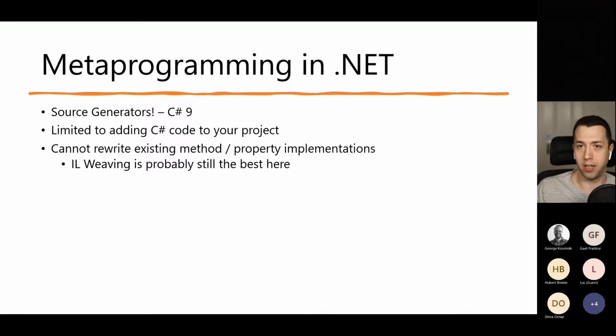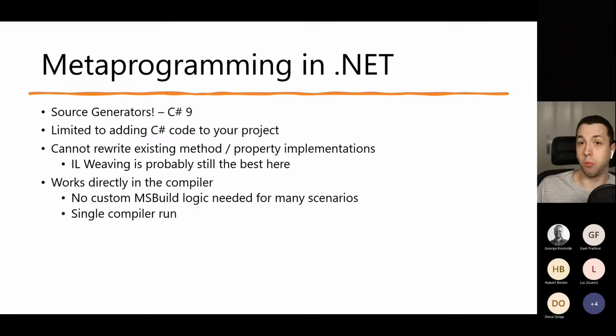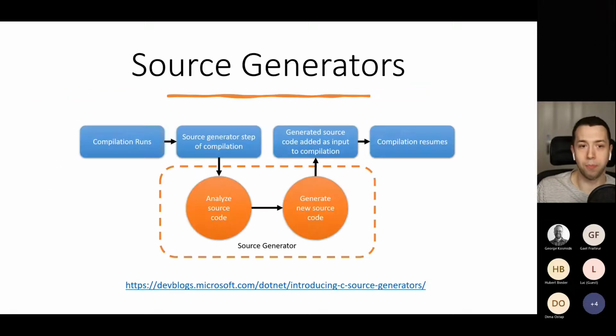So maybe things like INotifyPropertyChanged. Maybe IL weaving is still quite good here, depending, of course, on your structure and what you try to accomplish. But again, it works directly in the compiler, so you don't need to tinker with your project files. There's no custom MSBuild logic needed for most scenarios. And also MSBuild logic is something that is very hard to write, extremely hard to debug. And there are always a few corner cases that you don't really deal with. For example, you can always mess up incremental compilations or Visual Studio build times with some minor mistakes quite easily.